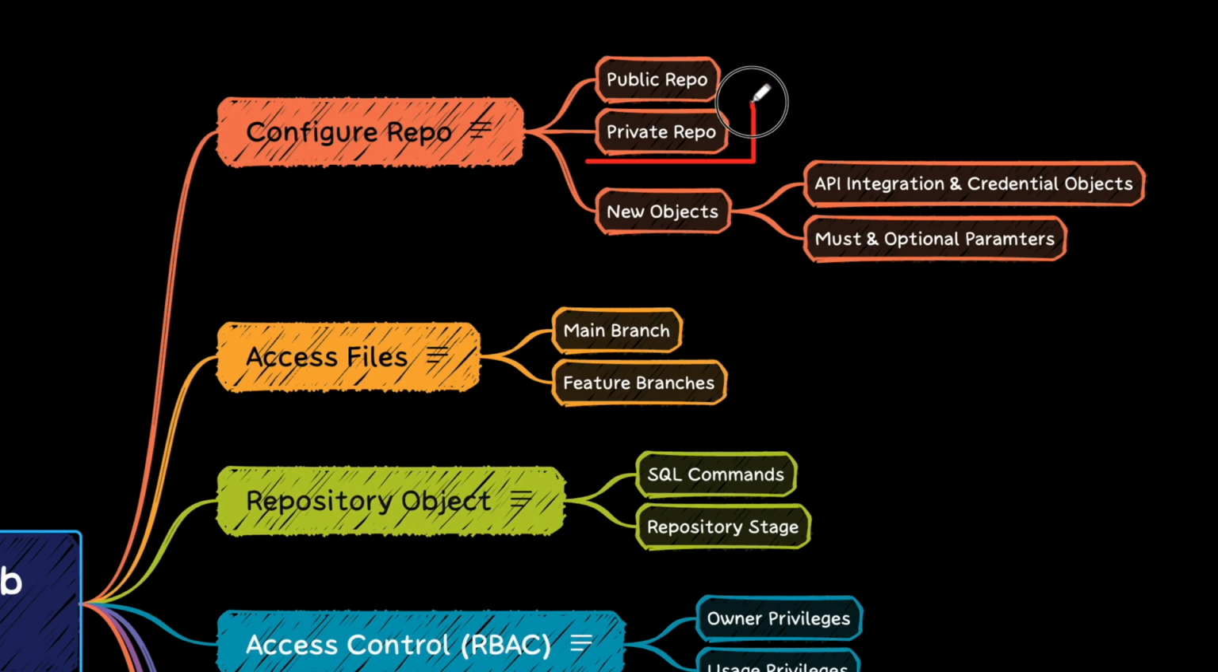So we have configured a private repository. We also understood that we need to create 3 different objects. One is a credential object, another is an API integration object, and finally we have to create a Git repository object, and understood what the must and optional parameters are. Now let's quickly create a reference to a public repository, and obviously it may not require a credential because you can simply do it with API integration.